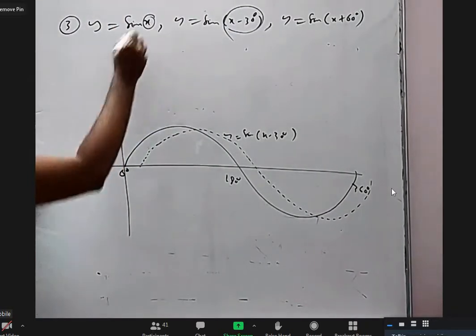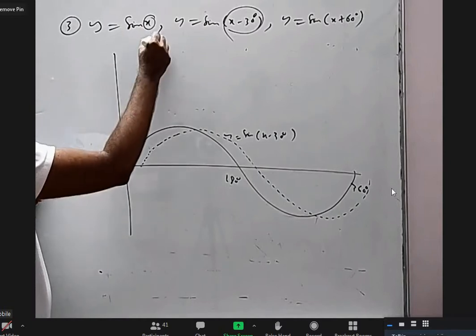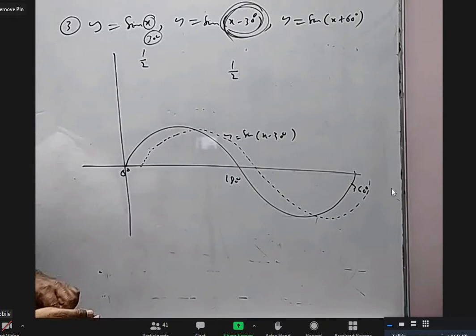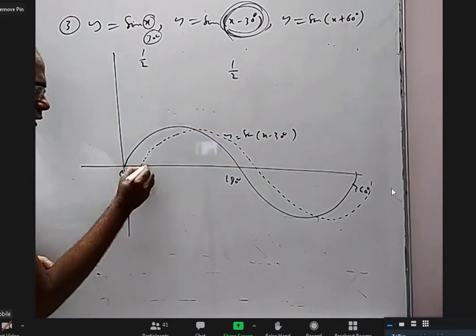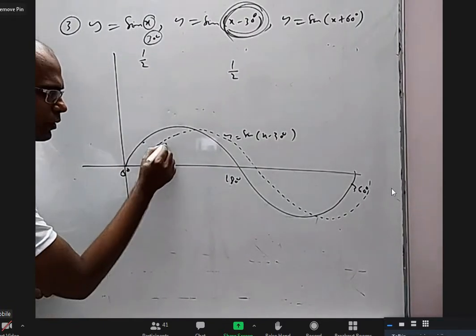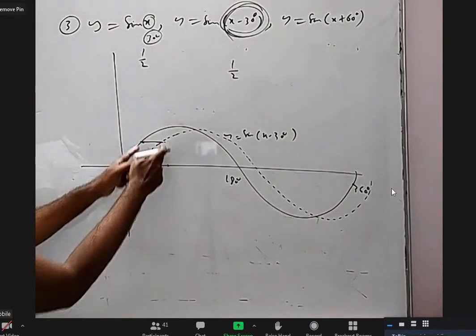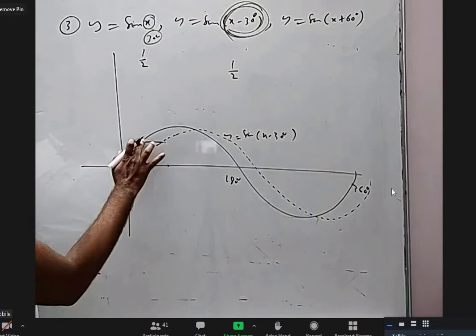For example, when this will attain 1 by 2 at 30 degrees, this will attain 1 by 2 at 60 degrees. So at 30 degrees it is 1 by 2, but this is 1 by 2 at 60. So this and this same y coordinate is happening for two different x values with a gap of 30 degrees.